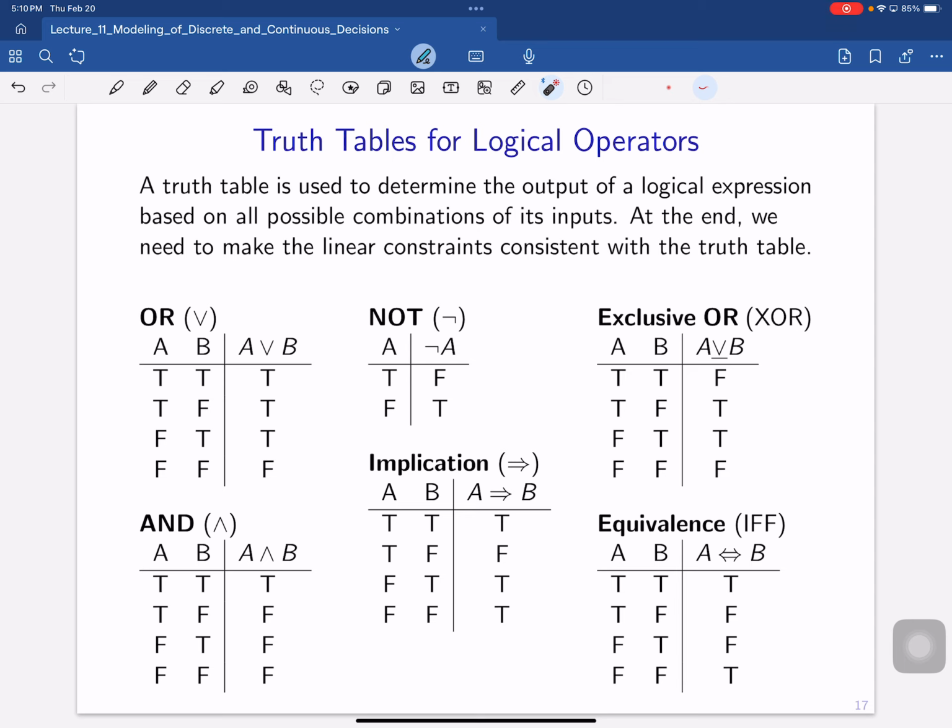Now maybe we can talk about implication real quick. When A implies B, that means when A is true, then B must be true. So here it satisfies this condition. When A is true, B is true, then A implies B is true. But when A is true, B is false, then A implies B is false, because when A is true, A implies B means B must be true. And when A is false, B can be either true or false, and A implies B is true in both cases. Okay.